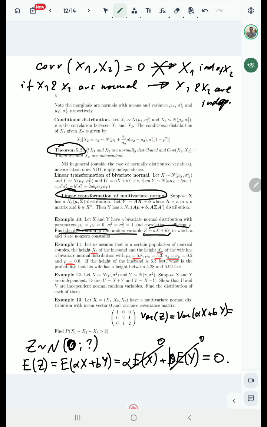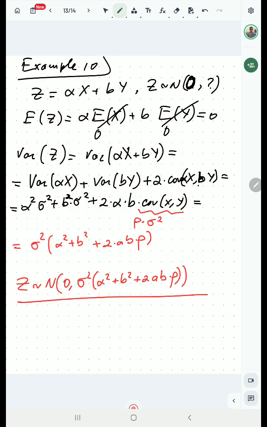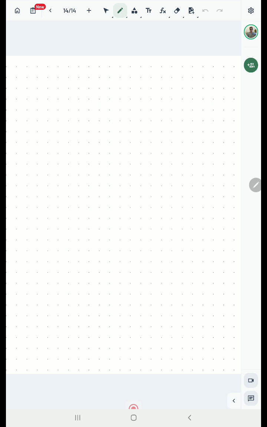So we have to get the conditional distribution, right? You are fixing the husband's height. It means that you have to get the distribution of the wife's height given the husband's height. We have to derive that using this formula here, and then after that we have to derive the probability. Okay, let's start a new page for that. Example 11.